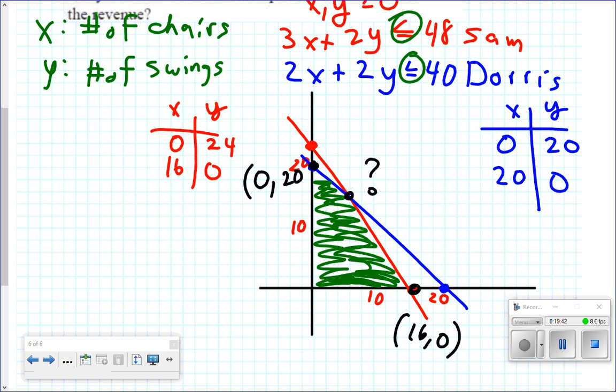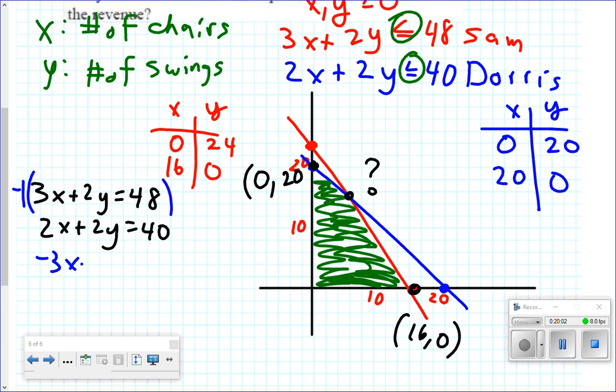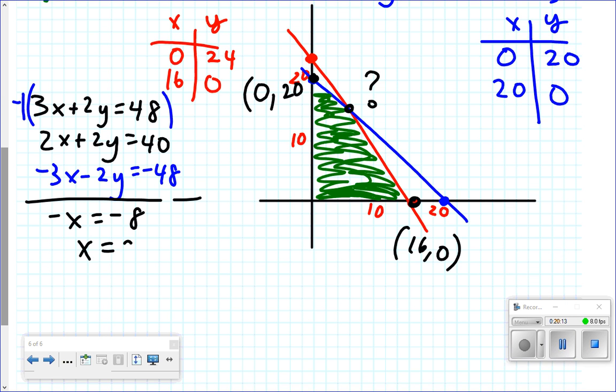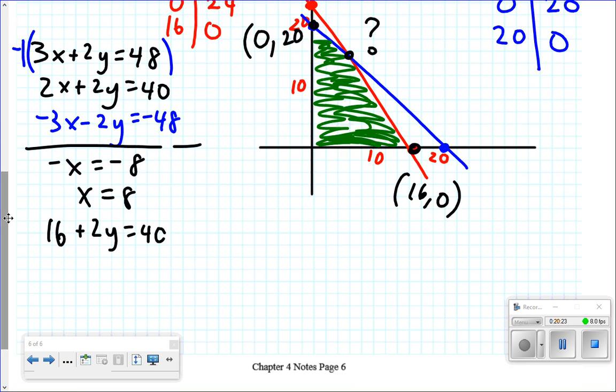What we might have to do is go ahead and solve the system. So I'll go over here and do it. I'm trying to find the intersection point of these two lines. It's not horrible if we solve the system to get the answer. This is easily done with elimination. So I'll just multiply this equation by -1. I'll get -x is the same thing as -8. So that means that x is equal to 8. Well, if x is equal to 8, then 16 plus 2y is equal to 40. And so y has to be 12. So that corner point is 8, 12.